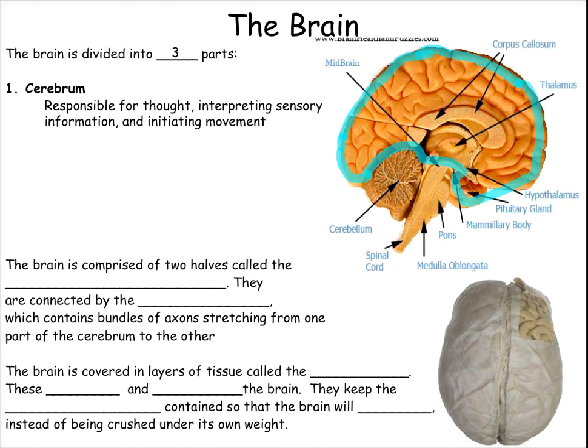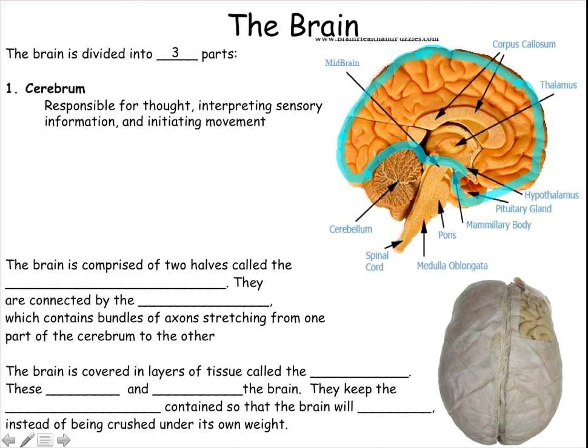The responsibility of the cerebrum is to control thought, to interpret sensory information, and to initiate movement, which means telling the muscles which muscles to move and when. Those three things encapsulate a lot of big, important tasks, and so we see, especially in humans, the development of the cerebrum is large compared to all the other parts of the brain.